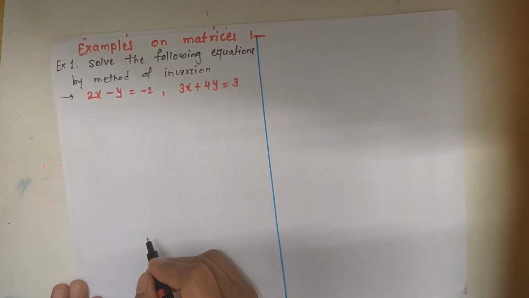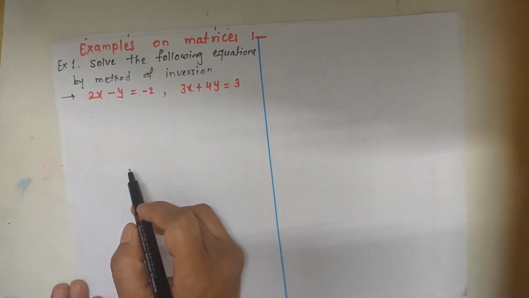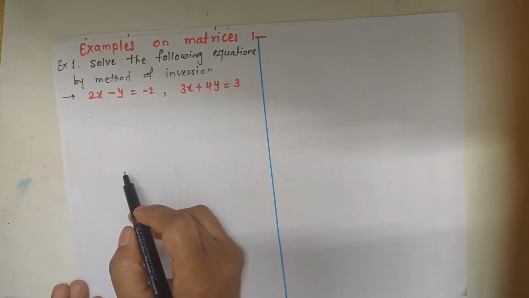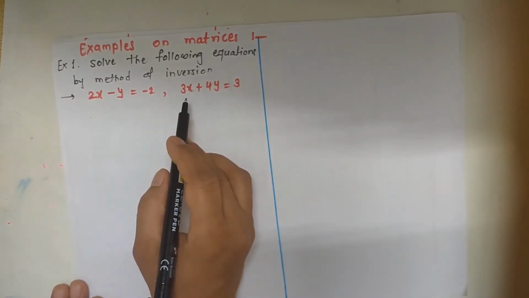In this video we will solve the examples on the method of inversion. In the method of inversion, we use the inverse of a matrix, and we know that the inverse of a matrix can be obtained by using the elementary transformation method and the adjoint method. Let's solve this example by using elementary transformation.